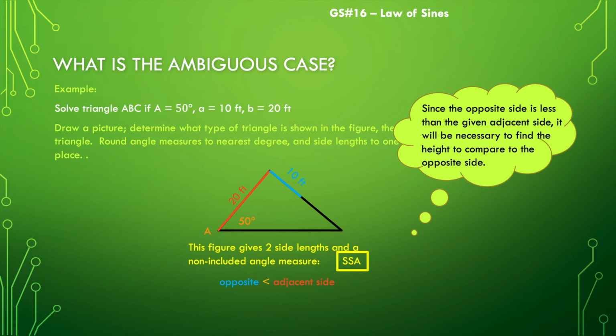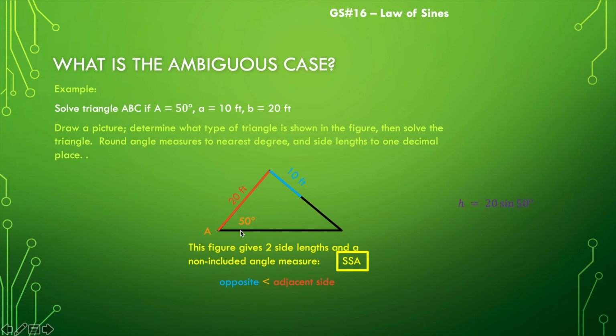So I'm going to find the height by multiplying this side length times the sine of angle A. So 20 times the sine of 50 degrees. And I get that my height is 15.3. So if I were to draw a perpendicular here, it would be 15.3 feet, which means my little 10-foot side length over here is not long enough to make a triangle. And so since the opposite side is less than the height here, I can't actually make a triangle.